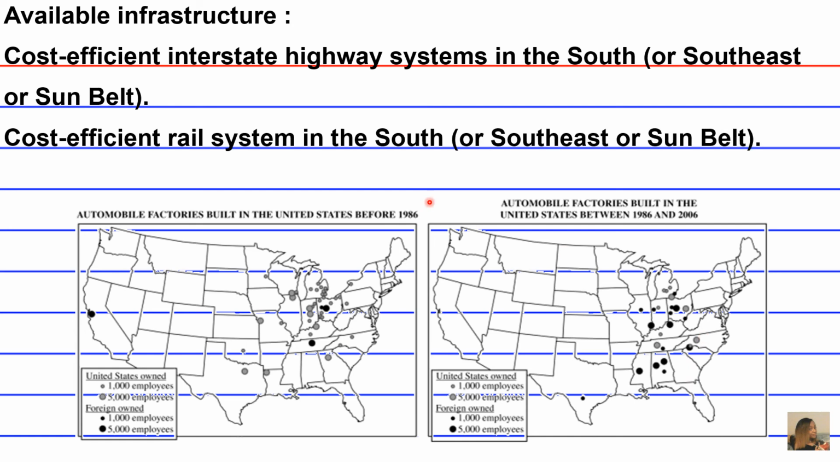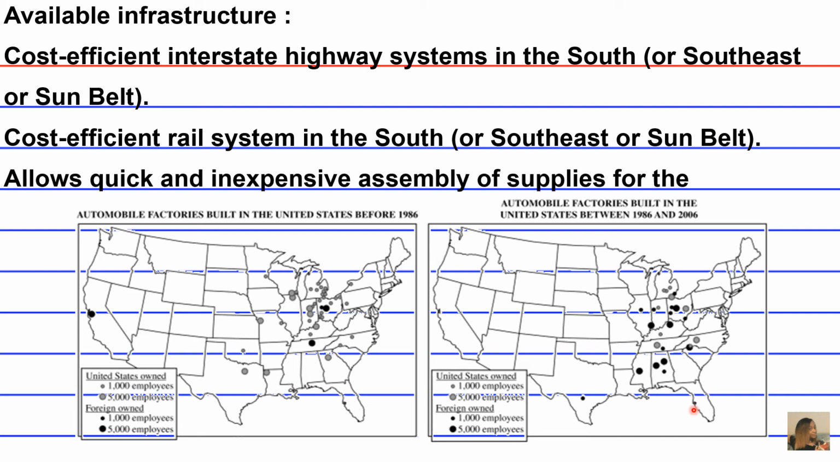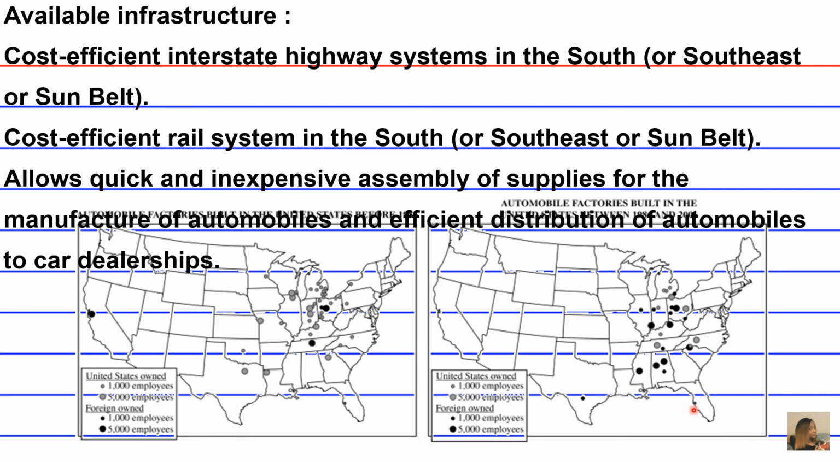And there's also a cost efficient rail system in the South or Southeast or the Sun Belt, which makes transporting freight and goods easier. And this allows for quick and inexpensive assembly of supplies for the manufacture of automobiles and efficient distribution of automobiles to dealerships. So again, infrastructure just makes the production and delivery to the end user more efficient.